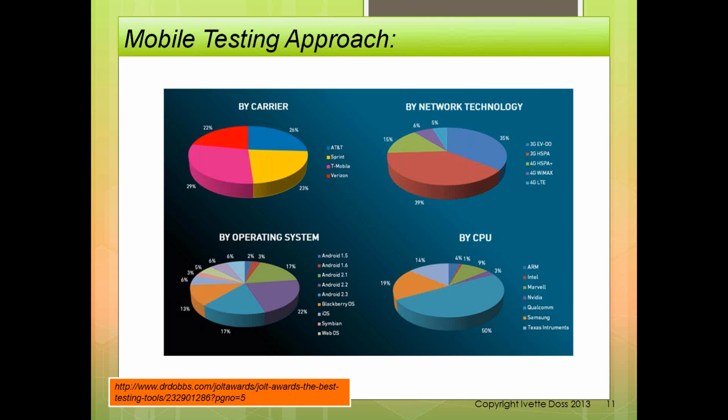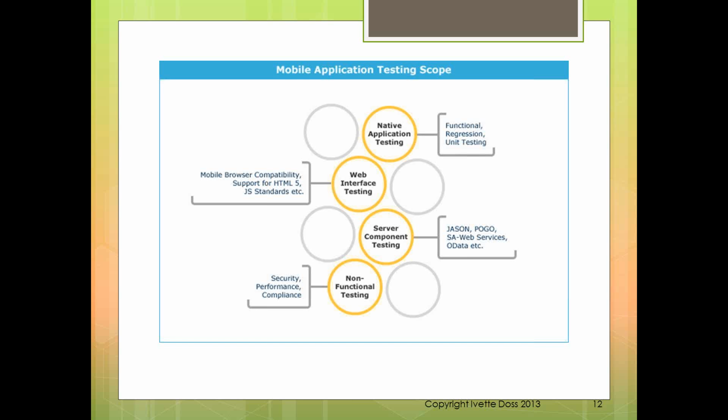When we talk about mobile testing approach, we can define so many areas, we can go on and on. We can test our application around network technology only, or just hardware, or by operating system, or devices, or by carriers. If it's a regional product, then we look at suburban or rural areas. We also look at the mobile application testing scope: not just native application testing, but web interface testing, server components testing, non-functional testing, all these kinds.